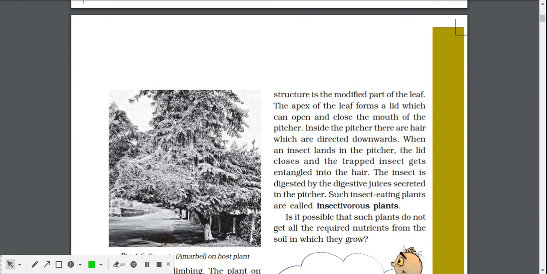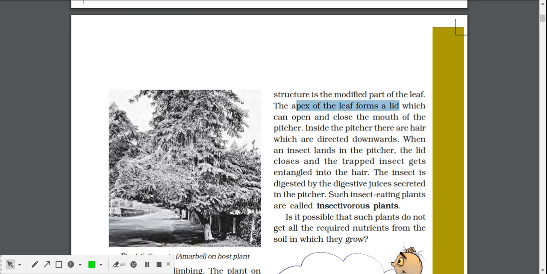You might be able to see this tree. In this tree, there are these branch-like things. These are basically yellow structures that surround the tree, and this is known as amarbel or Cuscuta. This depends upon the other plant, and the other plant is known as the host plant for Cuscuta.